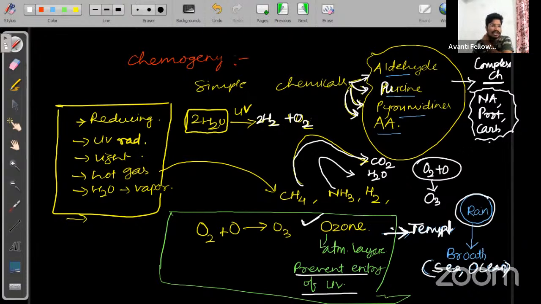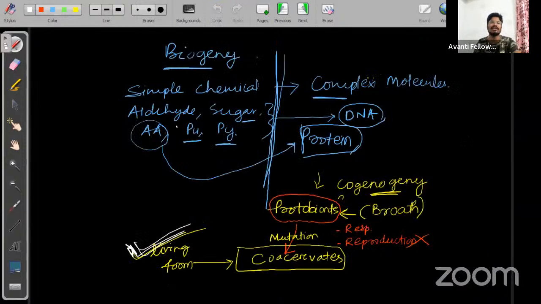There I'll be talking about that one. This is all about your chemogeny, how chemical evolution has happened. Initially there were reducing gases, they reacted, the ozone layer was formed, then rain occurred, and because of rain the sea was formed. In the sea the remaining simple chemicals were formed, and all the simple chemicals are like aldehyde, purine, pyrimidine rings, amino acids. They bind together with the help of certain bonds. They reacted with one another and formed nucleic acids like DNA and RNA, then proteins, then carbohydrates, and this resulted in formation of the living form. Protein and nucleic acids together can make it.